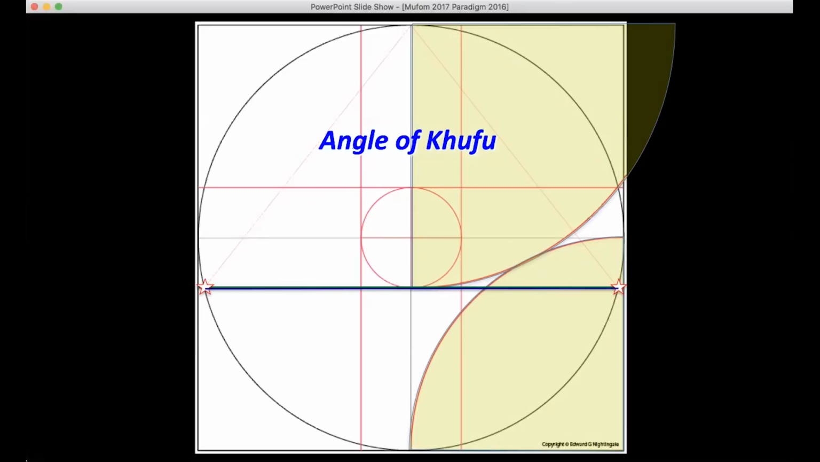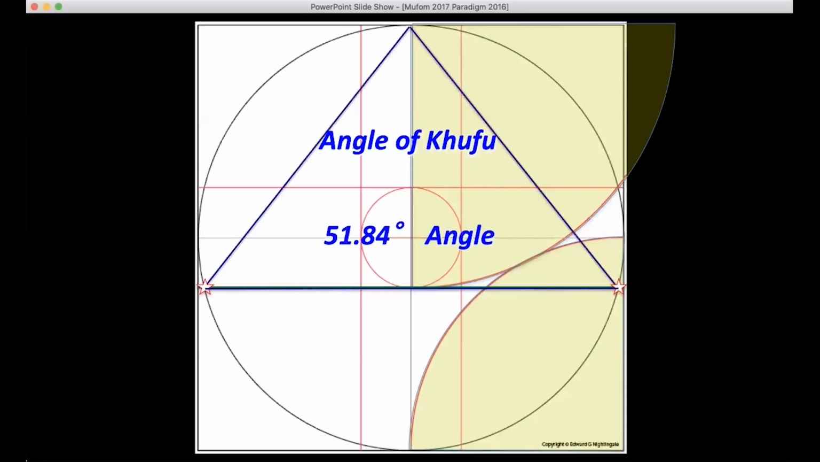You can see it better just in the diagrams here. I know it's hard to do this on radio to explain all this, but a very simple geometric process here divides our square into a phi ratio and gives us this angle where it creates, using the circle, using the phi division cut, this angle of Khufu, a 51.84 degree angle.